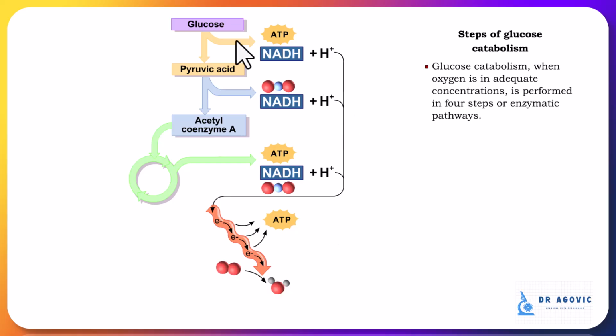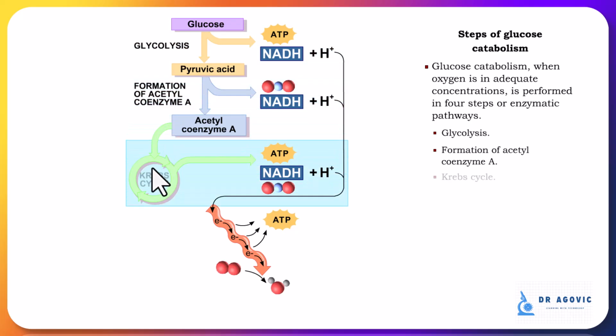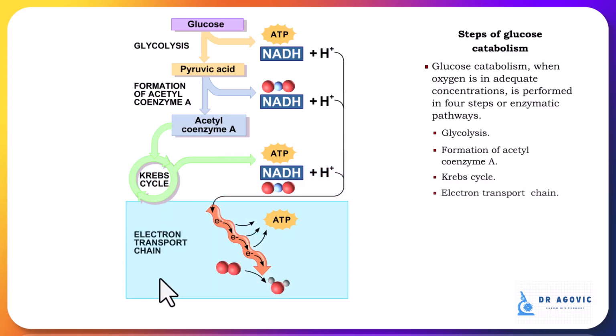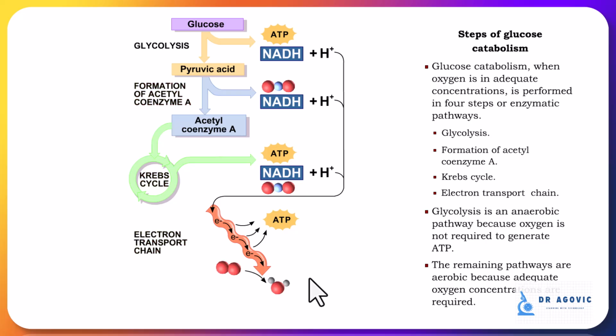The generation of ATP for use by cells involves 4 enzymatic pathways. These are glycolysis, formation of acetyl coenzyme A, the Krebs cycle, and the electron transport chain. Because glycolysis generates ATP in the absence of oxygen, it is considered an anaerobic pathway. To generate numerous ATP molecules, oxygen is needed. The remaining 3 pathways have varying concentrations of oxygen and are considered to be aerobic pathways. Let's explore each one of these pathways.